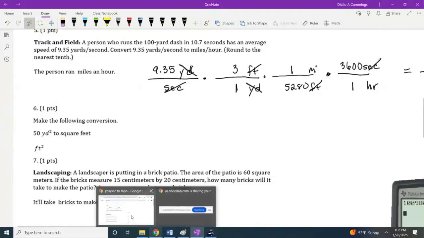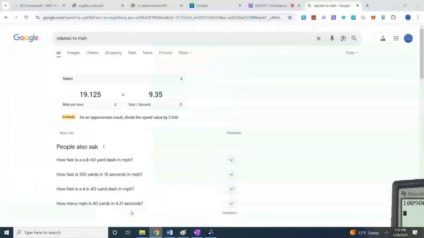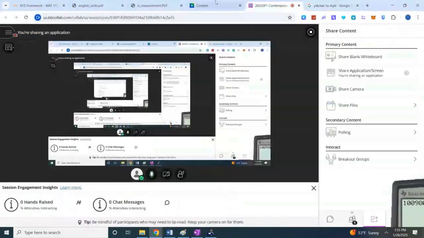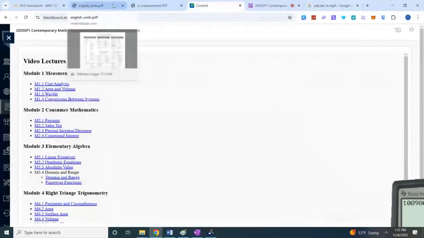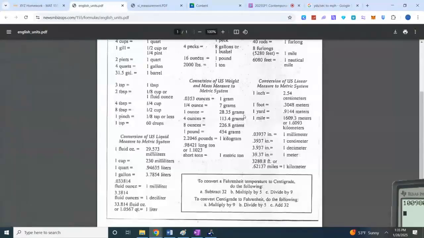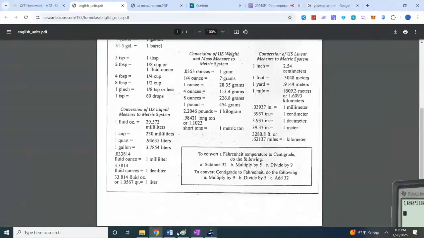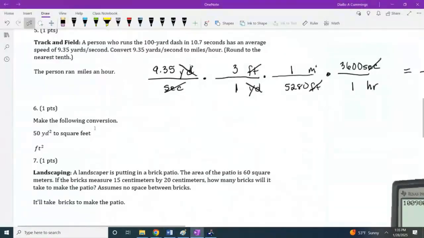Square yards to feet. So let me see if I've been trying to update these formula sheets. Square yards to feet. And I don't see square yards to feet. So this is how this is going to break down.